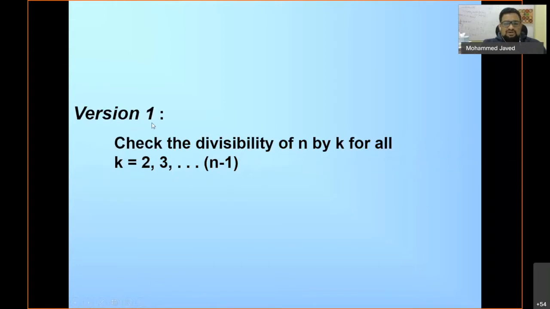So version 1 is to check the divisibility of n by k, for all k varying from 2 to n minus 1. So this is the very simplest algorithm. And now let us try to analyze this simplest algorithm.